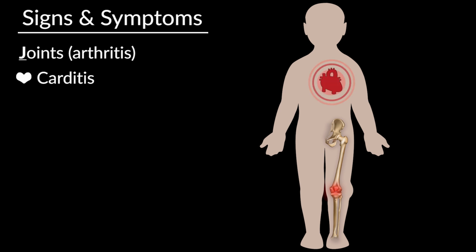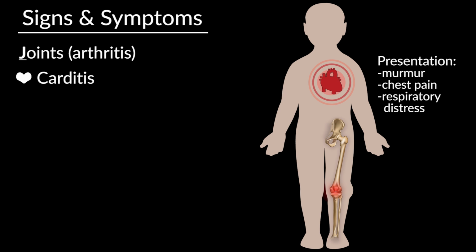Carditis, which is defined as an inflammation of the heart, commonly presents as a heart murmur. Chest pain and/or difficulty breathing may be present in severe cases.